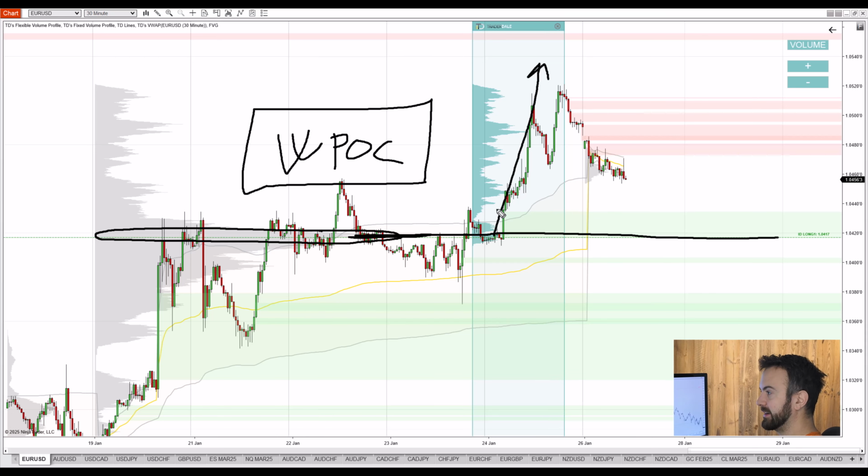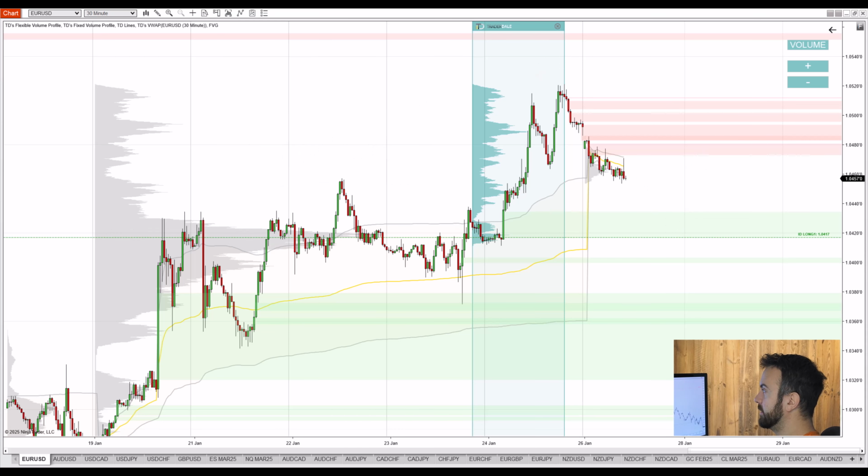So all those things are telling me that this is a strong support. What we need to do now is just wait for the pullback, and when the price reaches there, if it reaches there, then go long from there. All right. So that's for the euro.